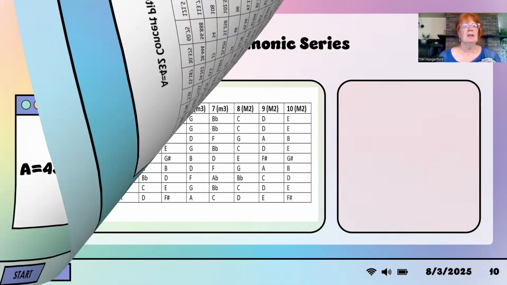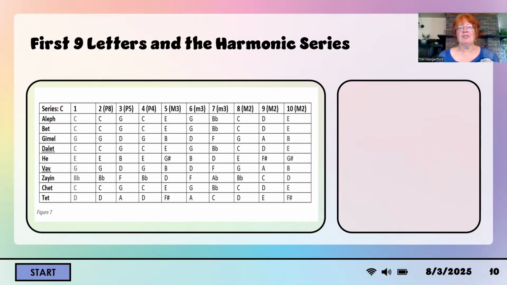Okay, so now we're going to take the first 9 letters. Here are those partial 1, partial 2, 3, 4, 5, 6, 7, 8, 9. Those are the first 9 partials of the C fundamental. And you notice that Aleph, Beit, and Het all have the fundamental C.